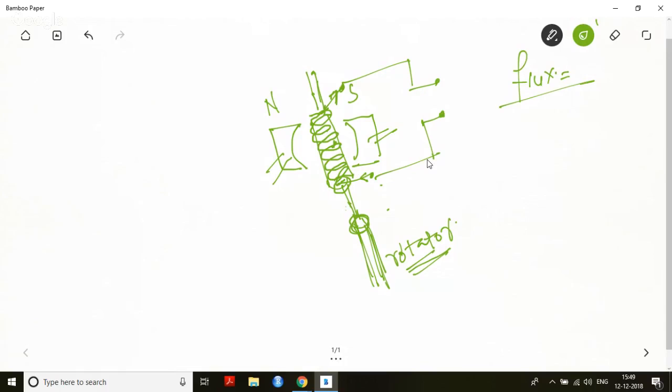Okay, now let me move to motors. So what is a motor? A generator is conversion of mechanical energy into electric energy. A motor is exactly different. A motor is conversion of electrical energy into mechanical energy.